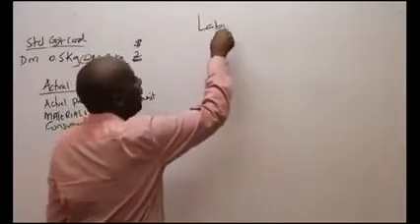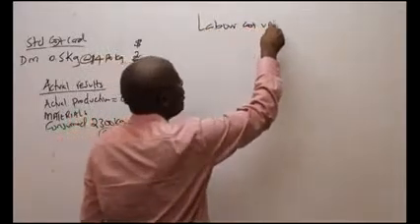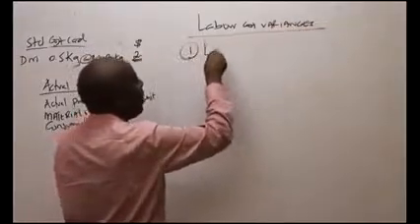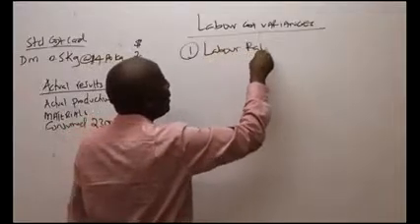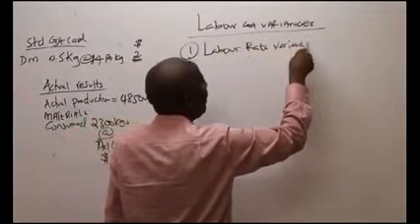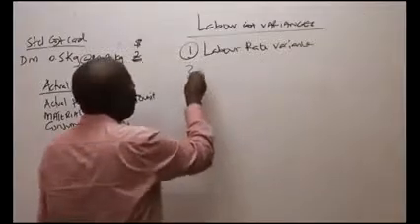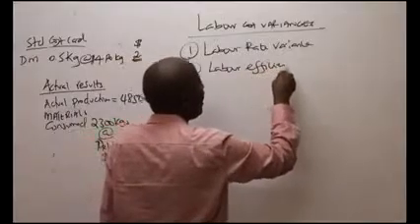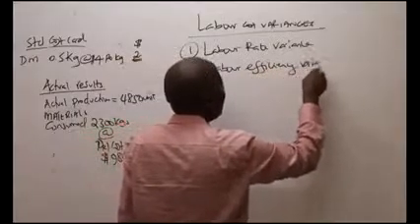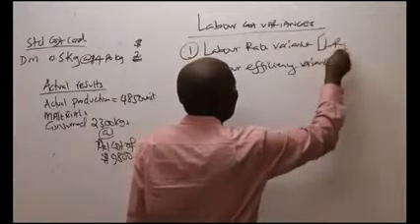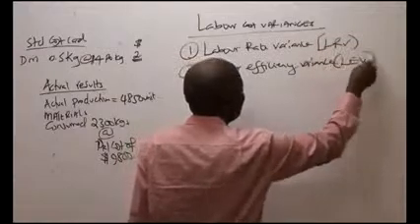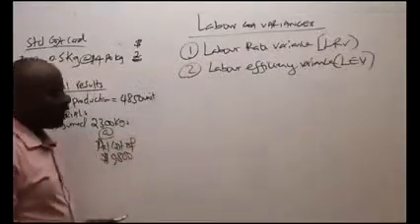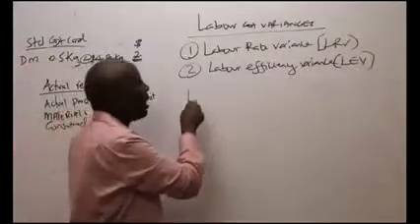We have the labor cost variances. There are two. Number one, the labor rate variance. And number two, the labor efficiency variance. This is the labor rate variance, and this is the labor efficiency variance. So we begin with the labor rate variance.